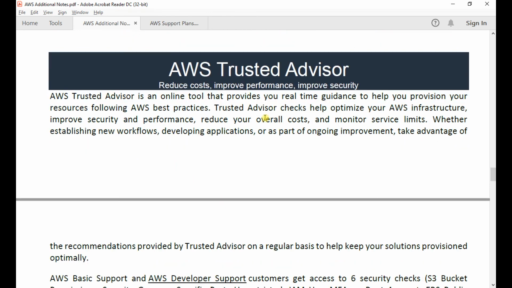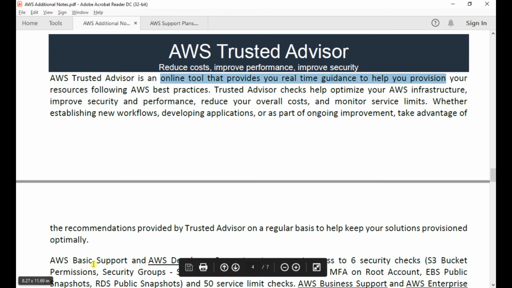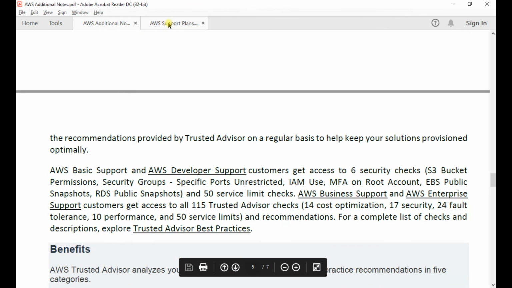The Trusted Advisor, again you see this one, is a security tool. Please remember, here we have two kinds of support. Trusted Advisor has an online tool that provides real-time guidance to help you. There are about 100-plus services, 120 or 125. They keep on increasing the kinds of checks, security checks, or any kind of checks.